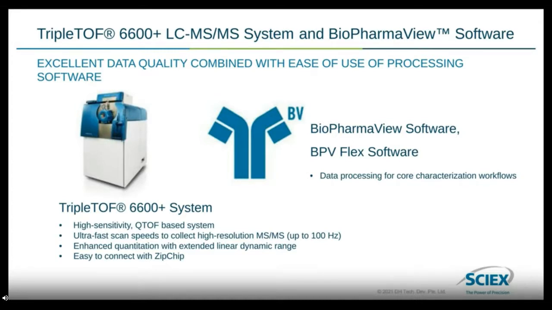But first, I want to come back to the slide that Whitney already showed, because for these more complex samples, like peptide mapping or cell culture media analysis, we really need this instrument to be very sensitive. We need it to be very fast, so we can run up to 100 Hertz MS. And for quantitation, we need an excellent linear dynamic range, which in this instrument is 5 to 6 orders of magnitude. And last but not least, it's really easy to connect with the ZipChip box, like Whitney showed before.